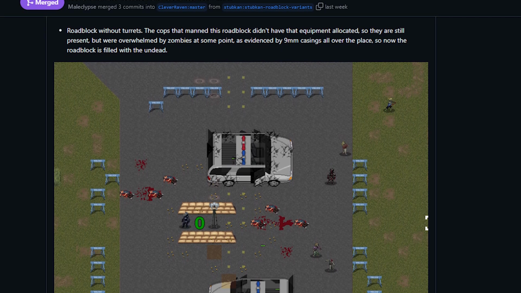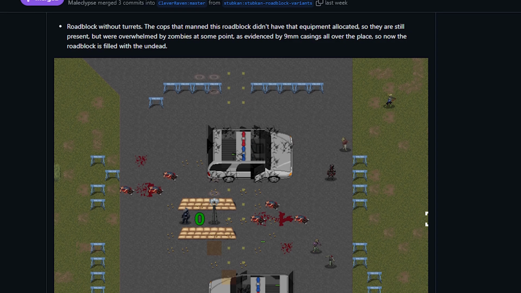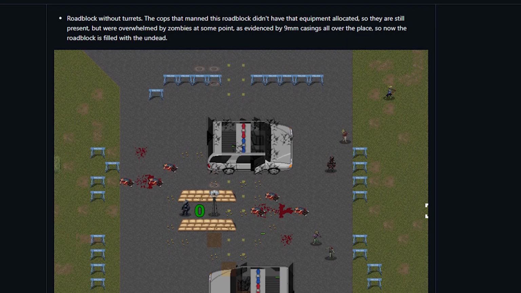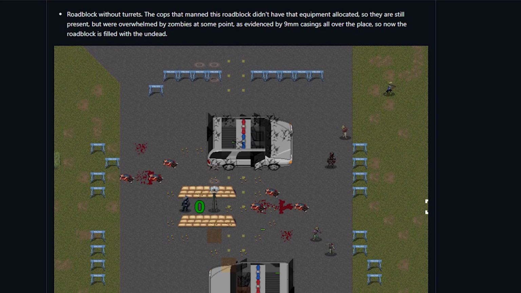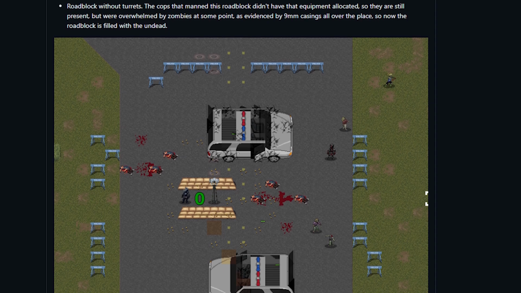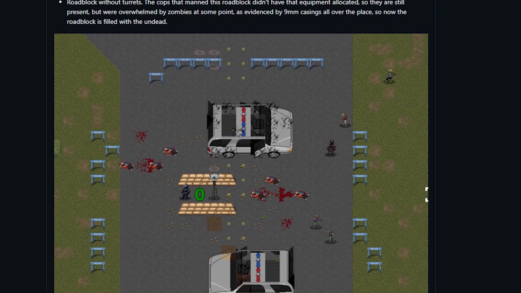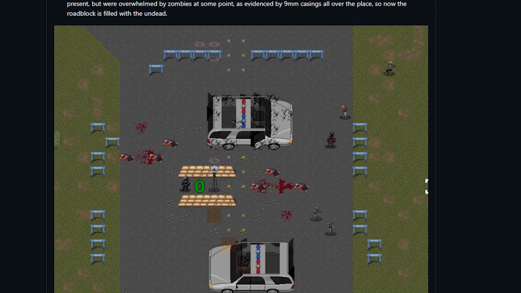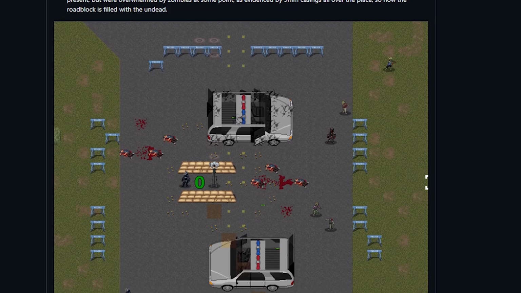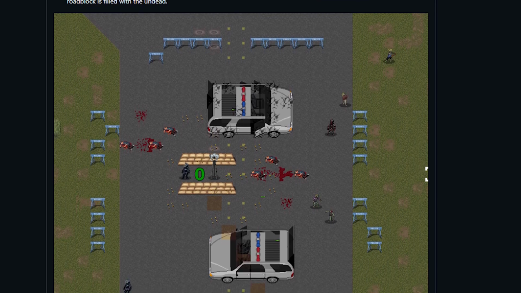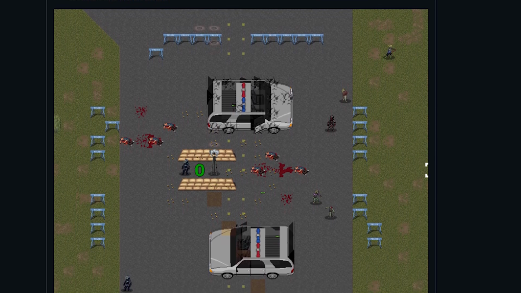Anyway, the second layout is a roadblock with no turrets, although it does appear to still have a spotlight. Now, if I recall correctly, base level enemies can't destroy spotlights, so it's probably going to be there when you arrive. I guess they still attack them. I'm not 100% on that. Now, zombies have already overwhelmed this checkpoint, and so the police that once manned this location have either been killed and their corpses are here, or they've escaped. There are 9mm casings scattered around the area, as well as some human remains, and a decent number of zombies milling about over their kills.